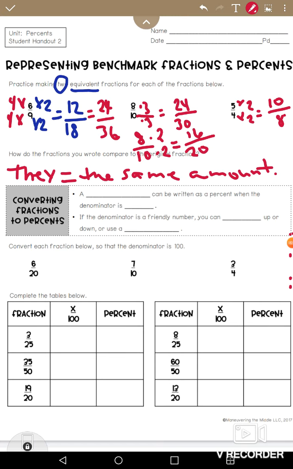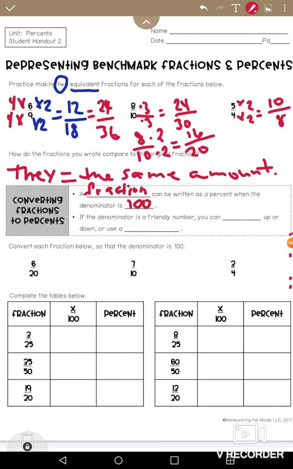Okay. It's important to know equivalent fractions for percents, because now we're going to have to think about how can I make a percentage if I have a fraction that is not over 100. We have to know how to fix that so that we can have a percentage, because remember, percent always has to be out of 100. Okay, so converting fractions to percents. A fraction can be written as a percent when the denominator is 100. We already know that. We learned that yesterday.